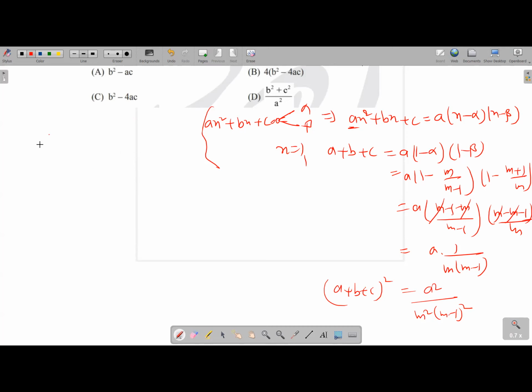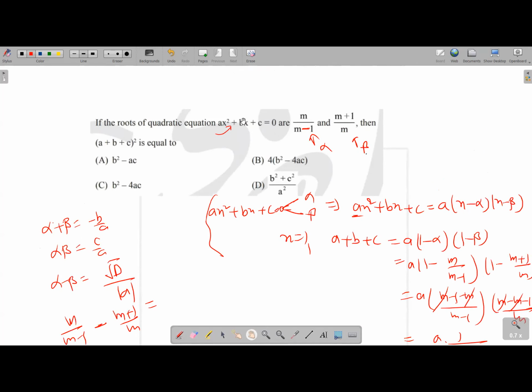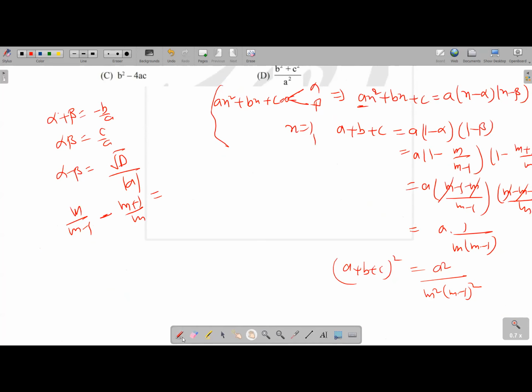If alpha and beta are the roots, then the sum of the roots is minus b by a, the product of the roots is c by a, and the difference of the roots is under root D upon mod a, right? So the difference of the roots, what are the roots? That is m upon m minus 1 minus m plus 1. These are your roots. And under root D, D means b square minus 4ac, the discriminant of this quadratic equation. That is under root b square minus 4ac upon mod of a.